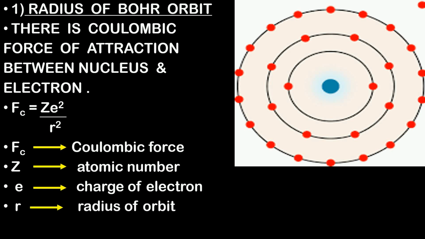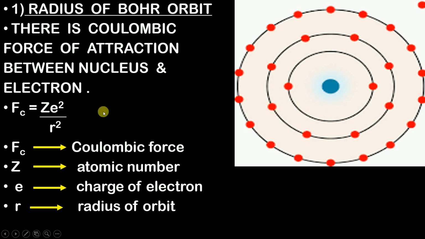Now, what is the meaning of this? Suppose you want to find out the Coulombic force for an electron which is in the second orbit. Suppose you want to find out the Coulombic force between this electron and this nucleus. Since this electron is in the second orbit, you have to substitute the radius of the second orbit from the nucleus. And how do you calculate the radius? Radius is the distance from the nucleus till the second orbit. Why? Because you are considering the electron which is revolving in the second orbit.